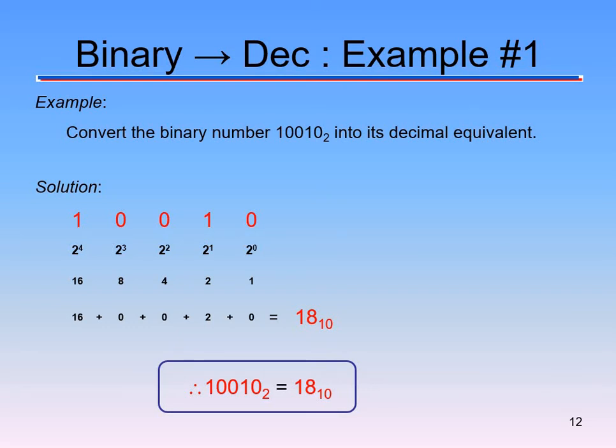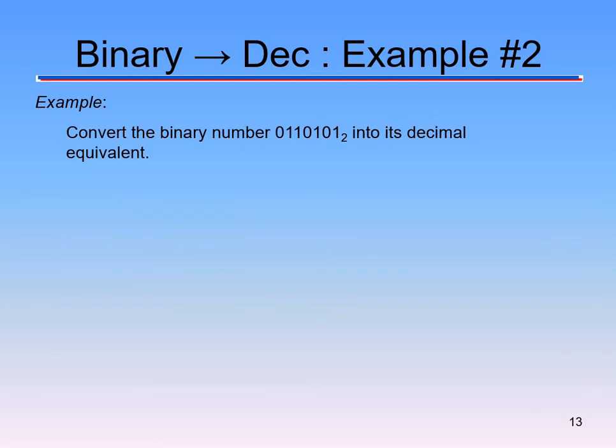Alright, so remember the subscripts just tell us if our number is in binary or decimal. Alright, let's do another example here. We have the binary number 0110101. Okay, once again we are going to move right to left with our base 2 raised to an exponent.